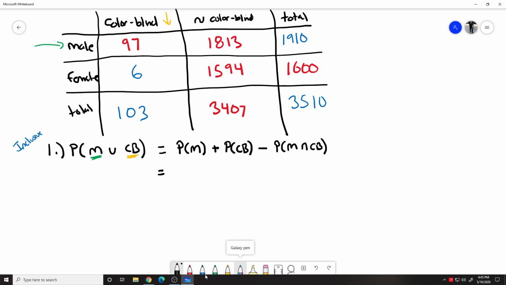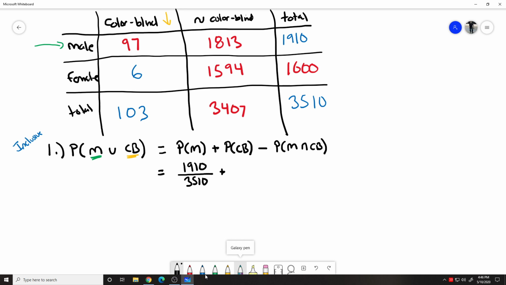So what's my probability of being a male? How do I figure that out? Well, what's the desired number of outcomes of being male? How many males are there total in this thing? In total, there are 1,910 males. That's my desired outcomes, 1,910. Now, how many people in total were in the thing? 3,510. Now I'm going to add to that the probability of being colorblind.